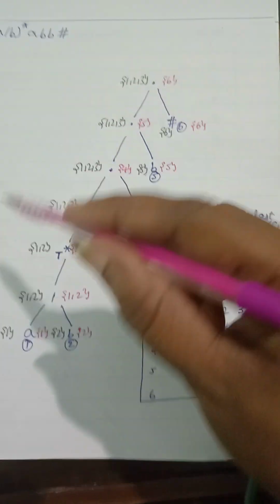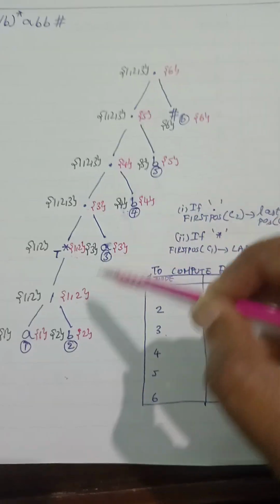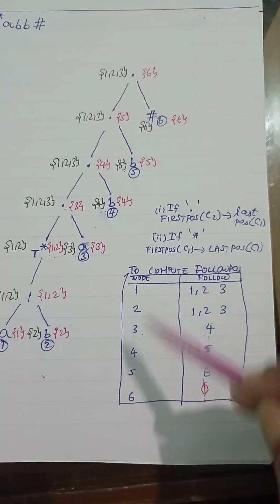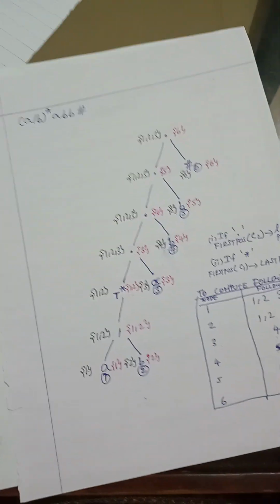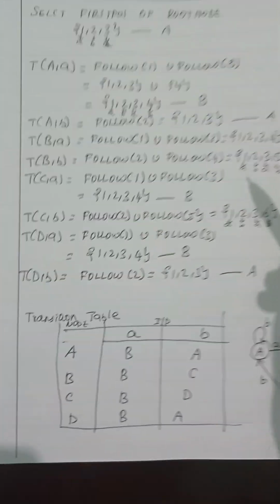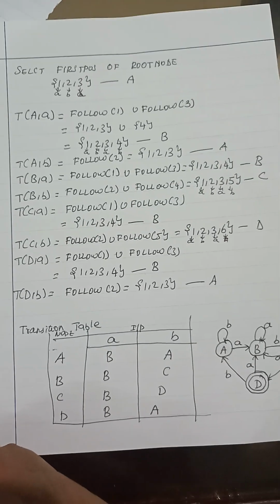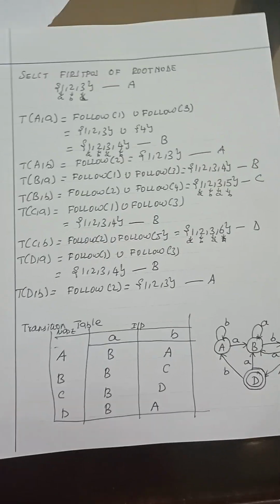So here the syntax tree is constructed, and we have calculated the first position and last position for all the nodes, and now we have calculated the follow position. So with this we are going to construct the DFA for the given regular expression.